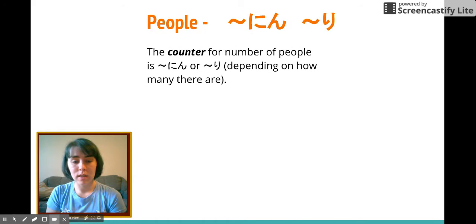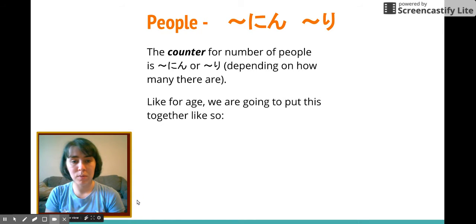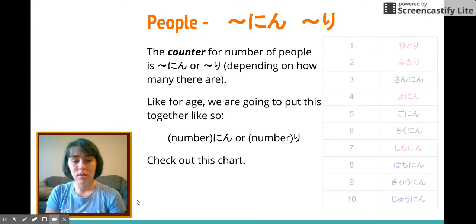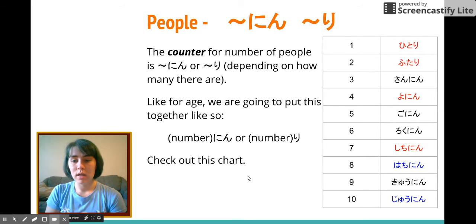People. The counter for people is nin or ri, depending on the number of people. Just like for age, it's number then nin or number plus ri. And here's a chart for that. If it's highlighted in blue, it's different than the years were. If it's highlighted in red, it's also different. Hitori, futari. 4 is yonin, not shinin. 7 people become shichinin, but it's kind of up to you. If you want to say nananin, it's not wrong.